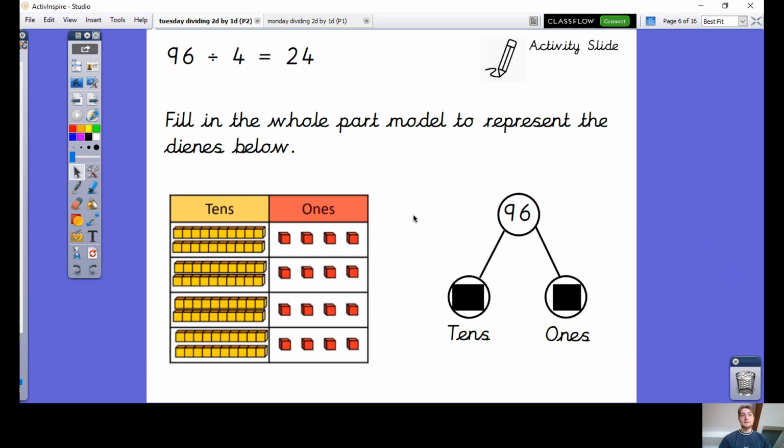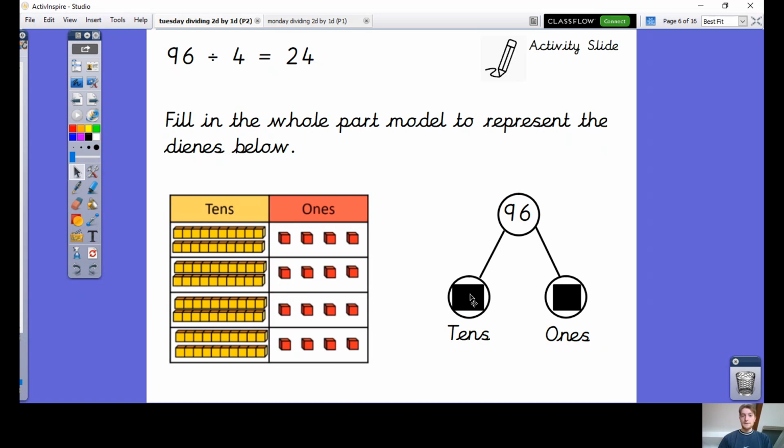Okay, right. Let's use this place value grid and the answer to the last question we've just answered. I would like you to fill in the whole part model to represent the Dienes below. Remember we've exchanged, so they won't just be divided into their tens and ones like we normally have it. It's going to be different. So look how many tens we've got, look how many ones we've got, and then fill in the blank spaces here. Pause the video and do that now.